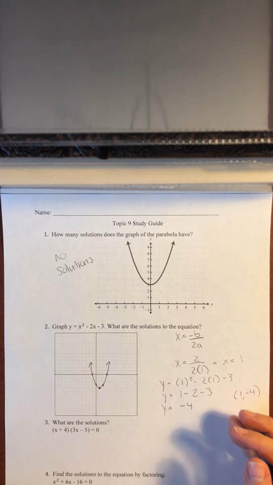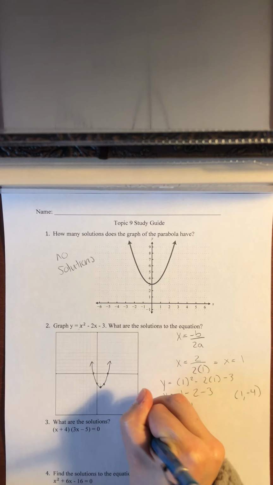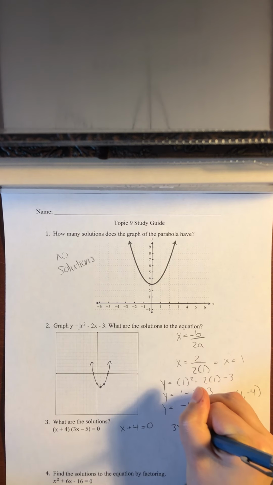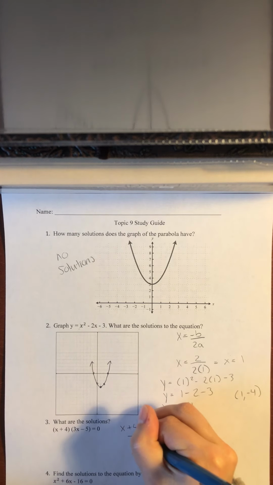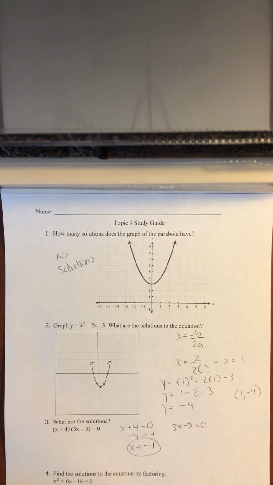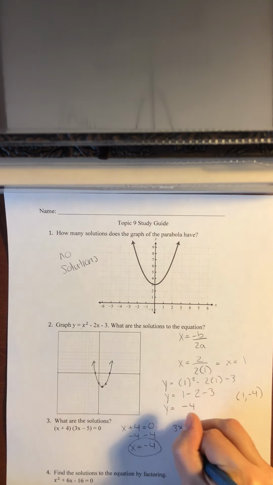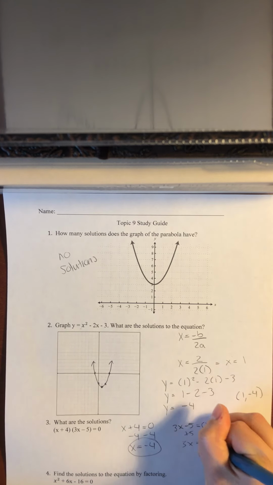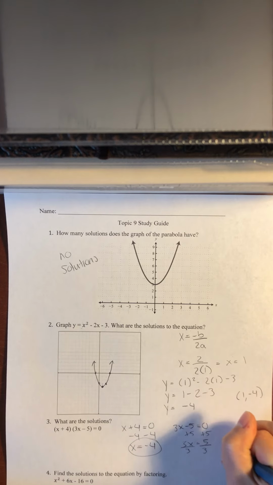Okay, for this one, what are the solutions? It's already factored, so we just set both factors equal to 0. So we set x plus 4 equal to 0, and we set 3x minus 5 equals 0. Subtract 4, x equals negative 4. Add 5, 3x equals 5. Divide by 3, x equals 5/3.